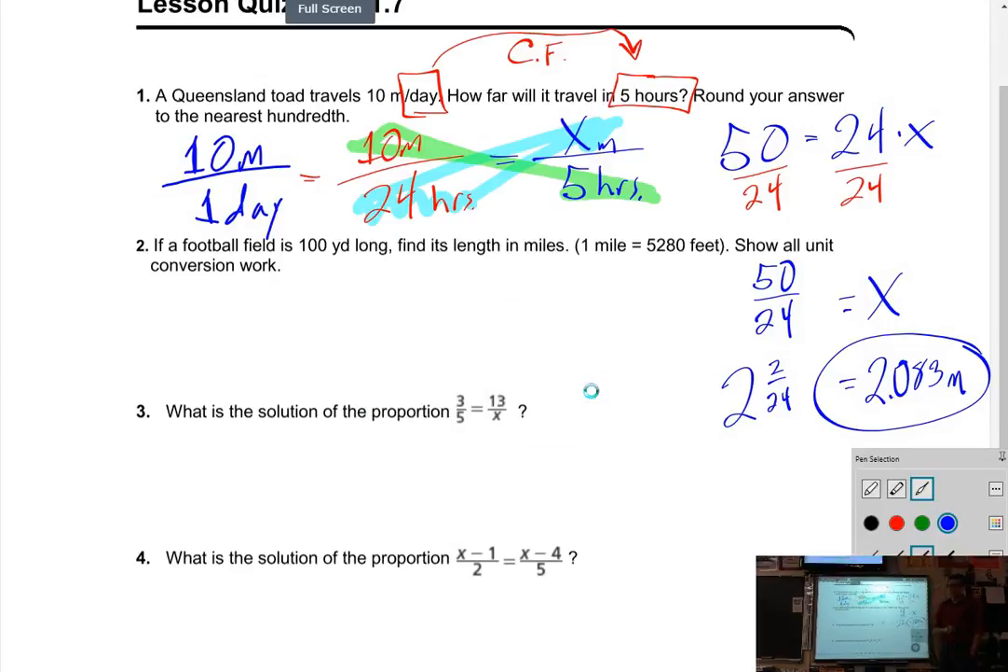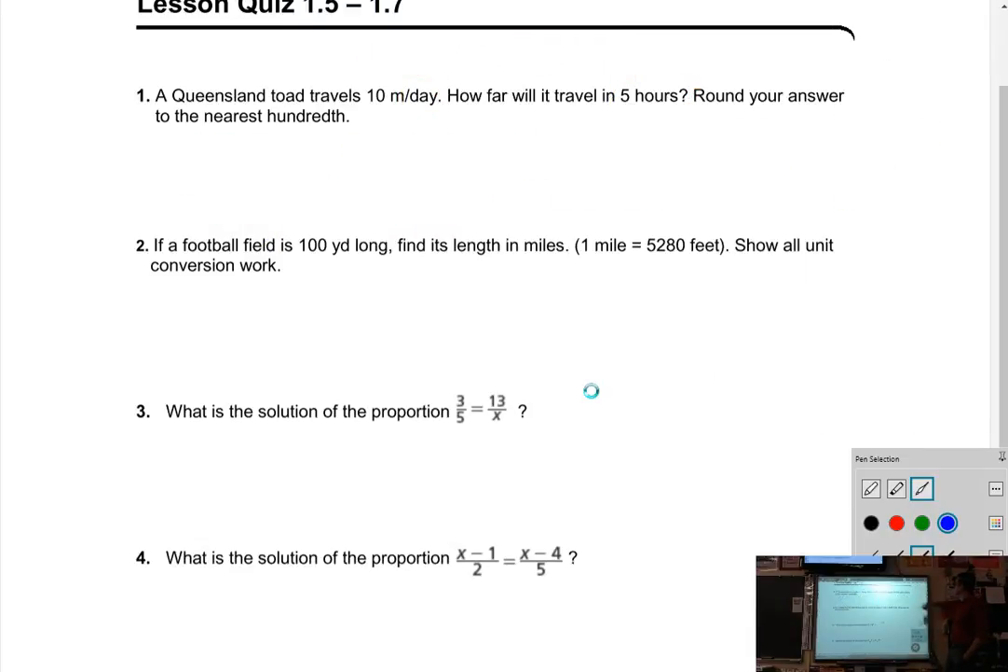Continuing on in the same type of problem, solving unit conversions, we have that a football field is 100 yards long, not counting the end zones. And we want to find its length in miles. So if you were going to run from one 0-yard line to the other 0-yard line, how far would you have gone in miles?